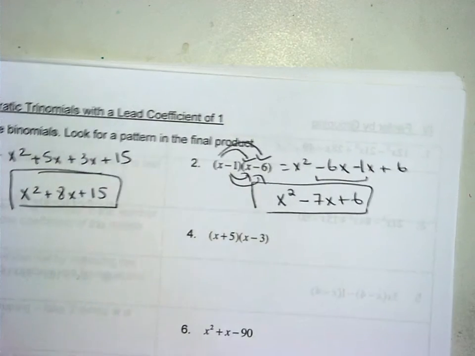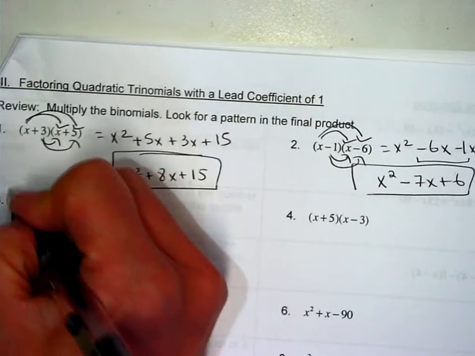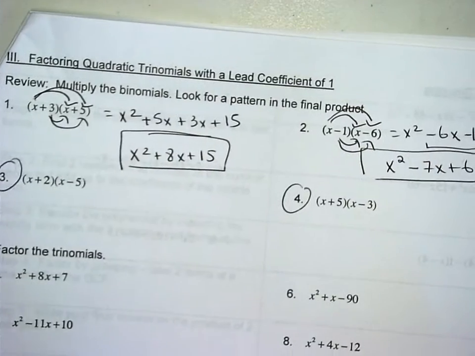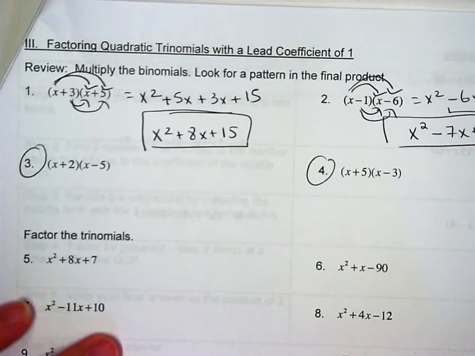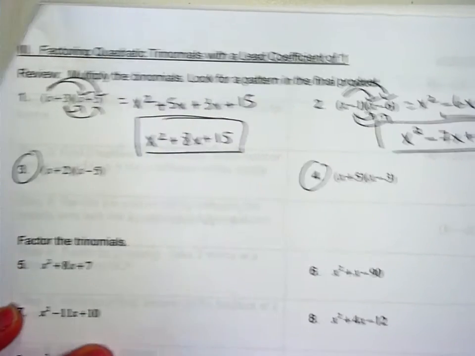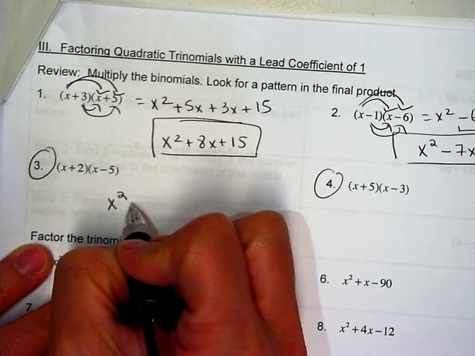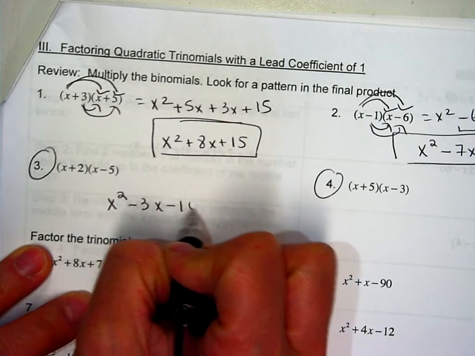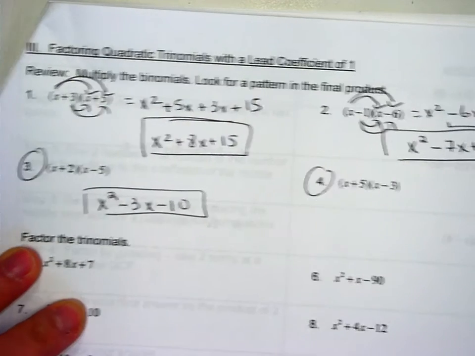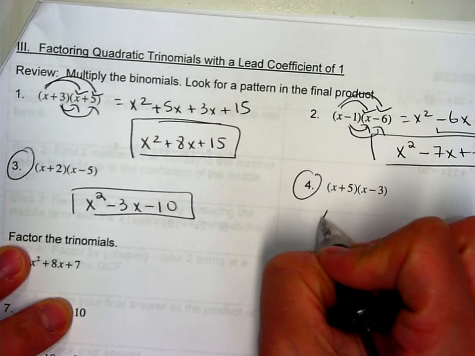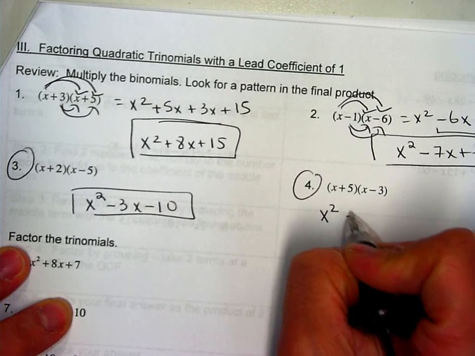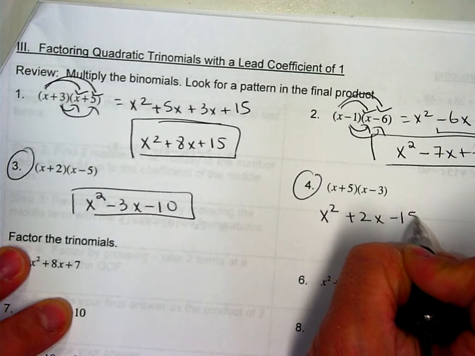Okay, pause the video at this point and you try 3 and 4 on your own right now. Okay, now let's check your answers. You should have gotten x squared minus 3x minus 10 as your final answer for number 3. And for number 4, you should have gotten x squared plus 2x minus 15.